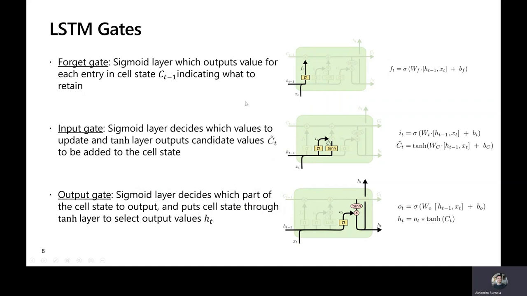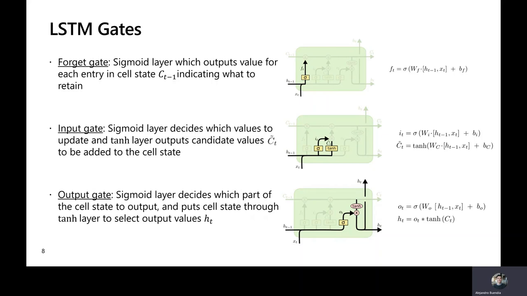The forget gate is a sigmoid layer which outputs a value between 0 and 1 for each entry in the cell state matrix C of t minus 1. That indicates what to retain, where intuitively 0 means that the entry is discarded and 1 means that it's retained completely. This layer is a function of hidden state H of t minus 1 and X of t. As a concrete NLP example, the cell state might encode the gender of the current subject of the text. If the network sees a new subject, it might zero out information like pronouns which refer to the previous subject in the cell state via the forget gate of the LSTM.